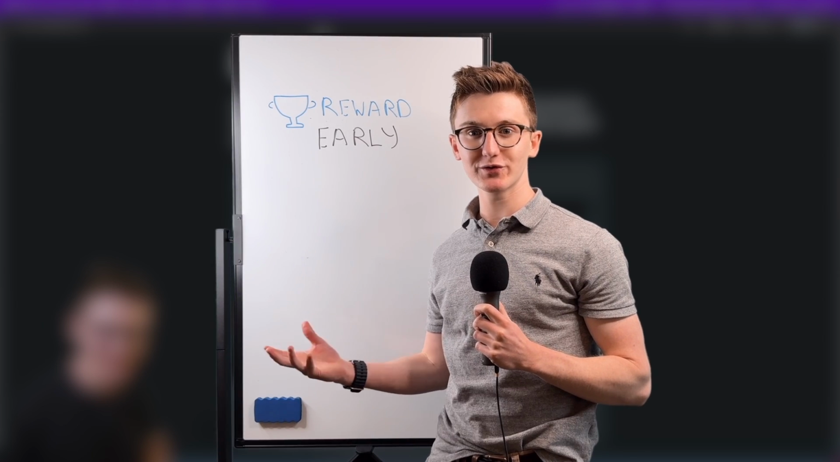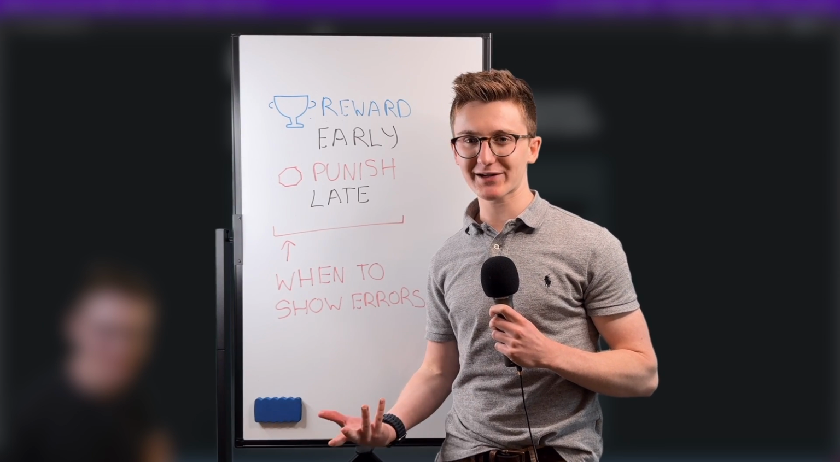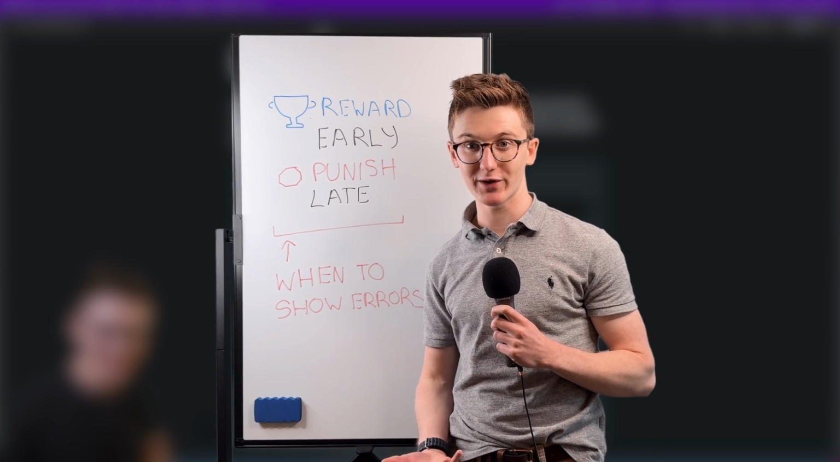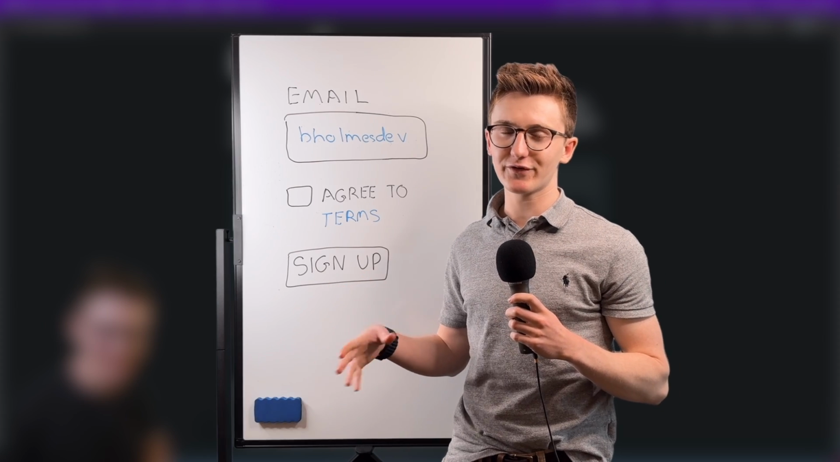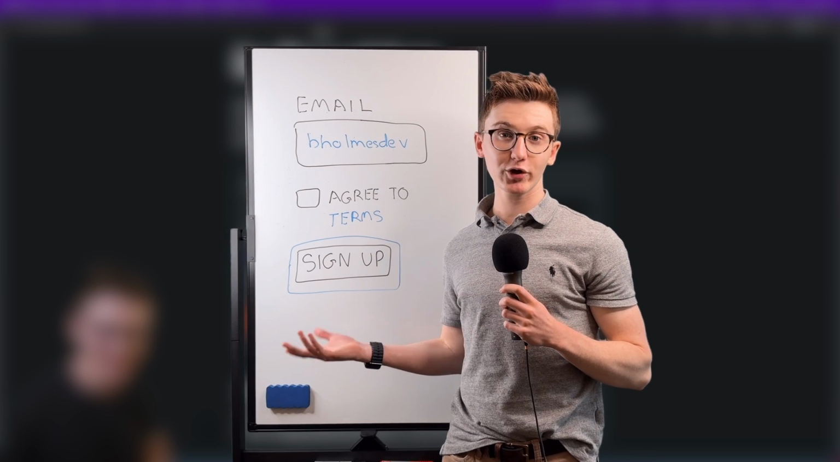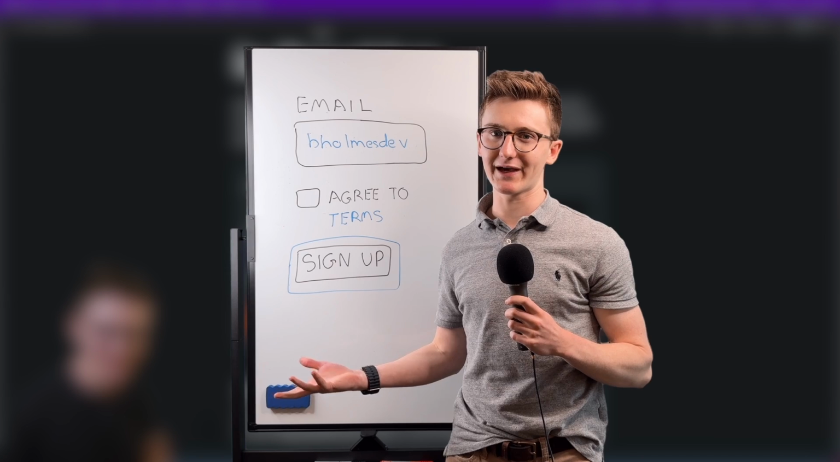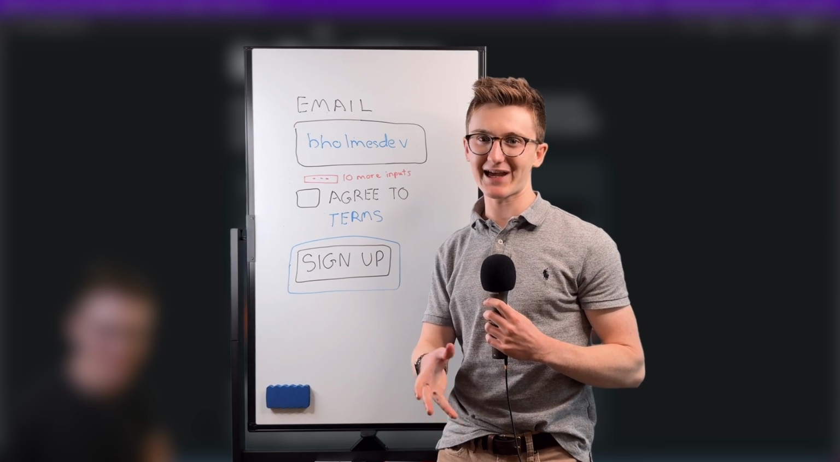We'll do this using the reward early, punish late pattern. This is a best practice of when to show error states to a user. Let's say we have a newsletter sign up form. The user comes in to fill out their email and maybe they type in their username by accident. We could wait for you to submit to validate that, but if we had a bunch of other inputs, it'd be really frustrating to validate that late in the game.